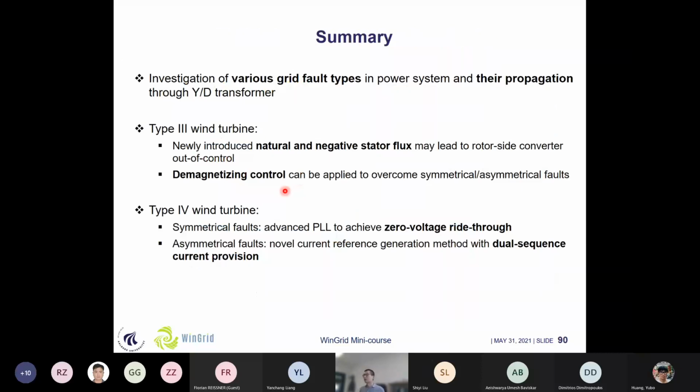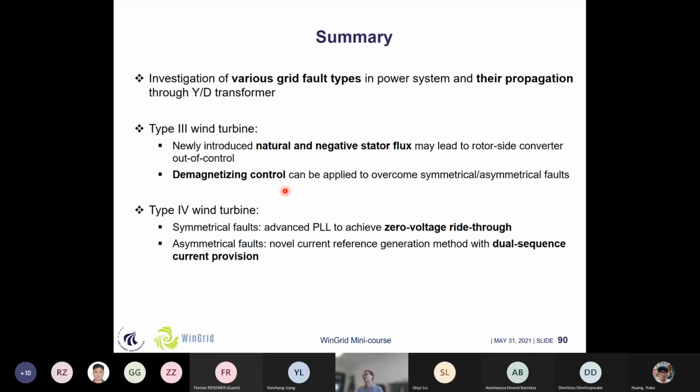To summarize this part, we begin with the investigation of various fault types, and we also consider the propagation of grid faults when we take into account the Yd transformers. Then we talk about the Type 3 wind turbine overcoming grid fault conditions. The challenge for the DFIG is that it introduces a natural stator flux that may lead the rotor side converter out of control. This is a key challenge we have here.